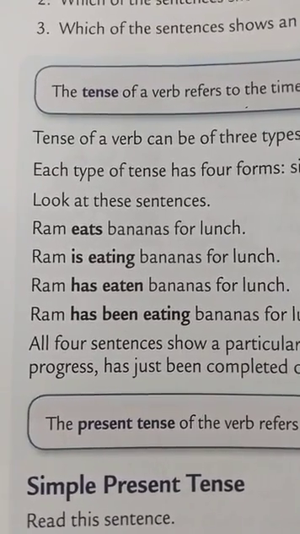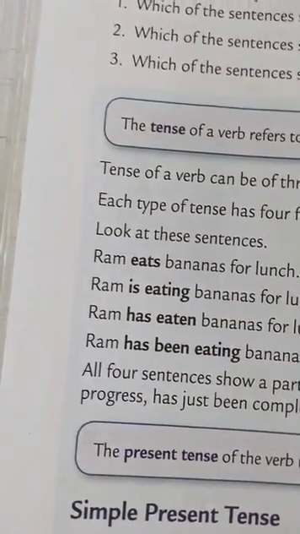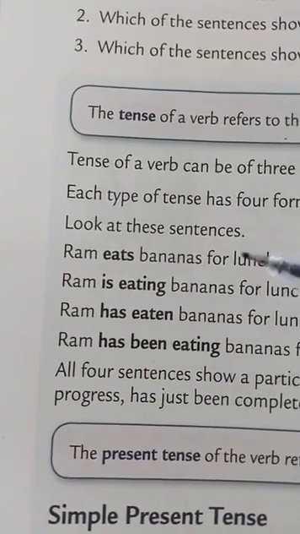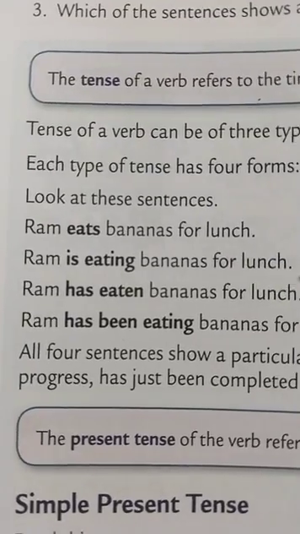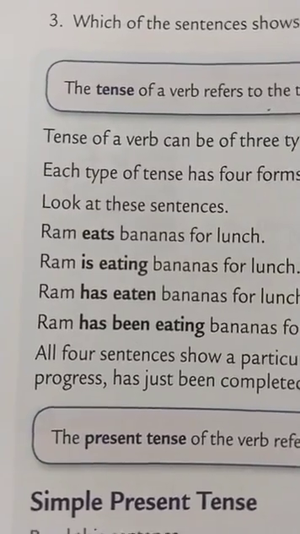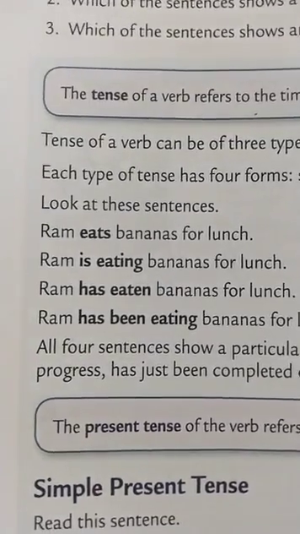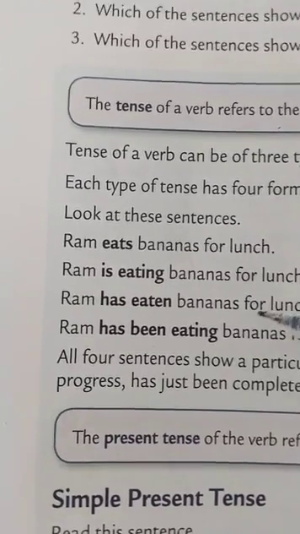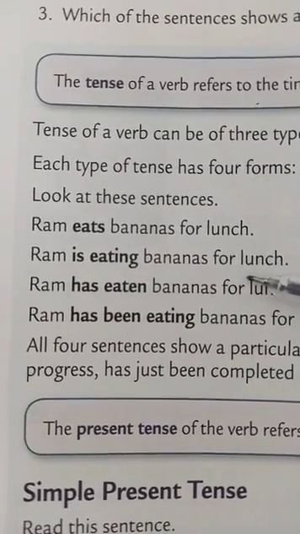Ram eats bananas for lunch. Now in this sentence, verb eats is telling us that the action is a habitual one. Now Ram is eating bananas for lunch. In this sentence, verb is eating tells us that the action is still in progress. Then Ram has eaten bananas for lunch. In this, verb has eaten tells us that the action has just been completed.